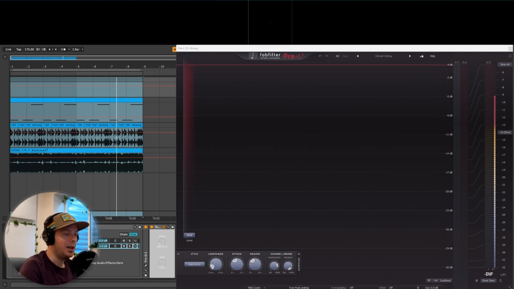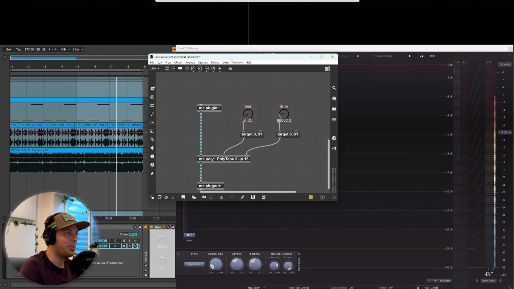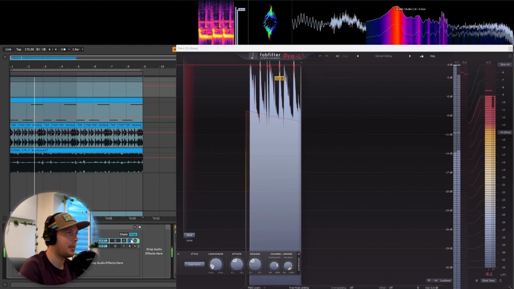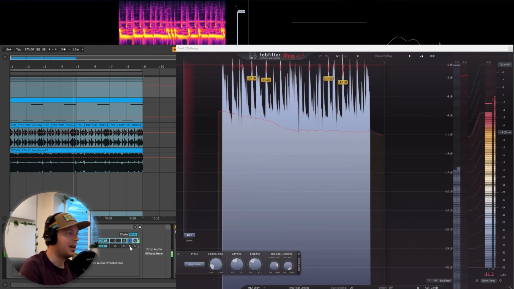Howdy YouTube! Today I want to show you this physically modeled tape emulation patch I've been working on, which can take your mixes from sounding like this to sounding like this.